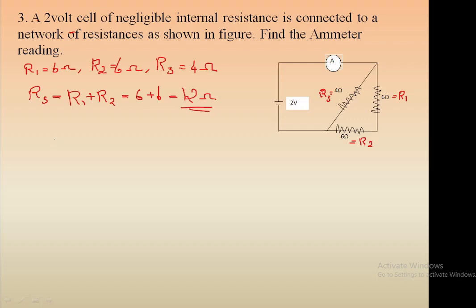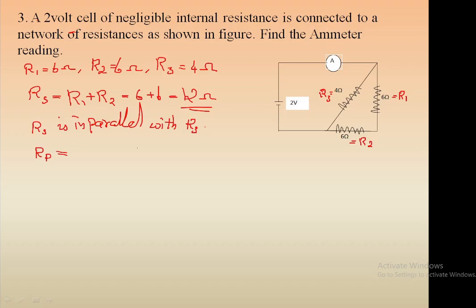That is the effective resistance of R1 and R2, since this Rs is in parallel with R3. So here Rs is in parallel with R3. So the effective resistance of the combination, let us denote by Rp. Then we can use the formula R1 R2 divided by R1 plus R2.